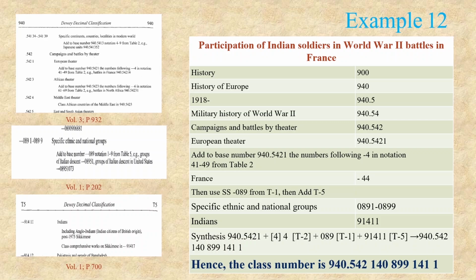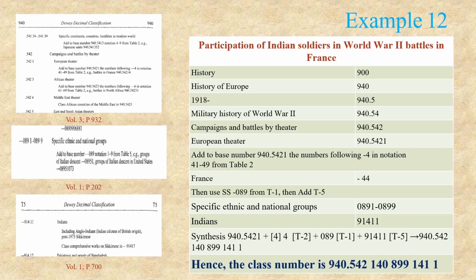Here there is an instruction: add to base number 940.5421 the number following -4 in notation 41-49 from table 2. From table 2 you will get the number of France, that is -44. Thus 940.5421 plus 44.